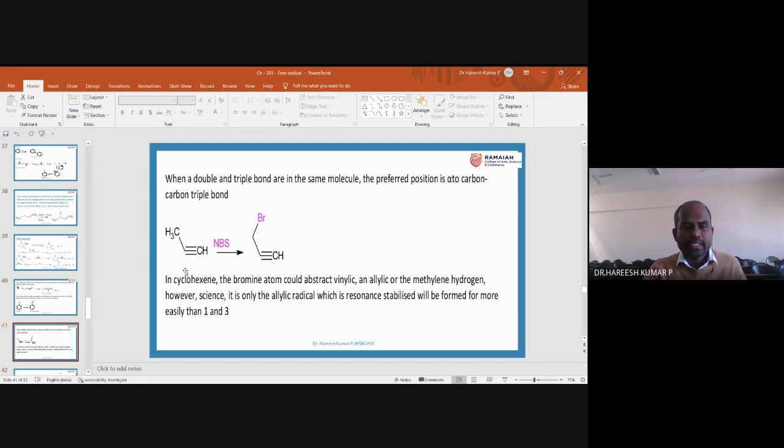Suppose this moiety is treated with NBS, then bromine will add to the alpha position of the triple bond containing compound. That means this proton is halogenated, giving rise to alpha bromo propene as the product. And of course, these types of molecules are also called propargyl halides. So with this, I will go to the next slide.